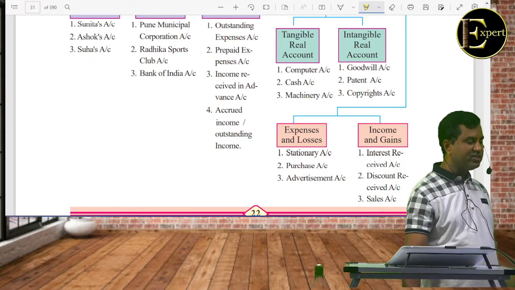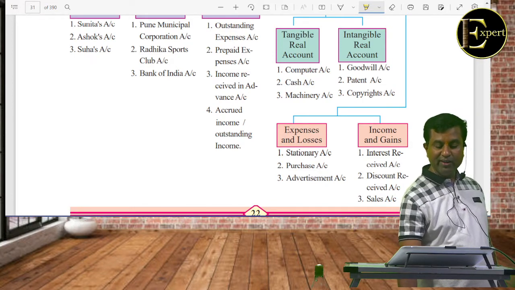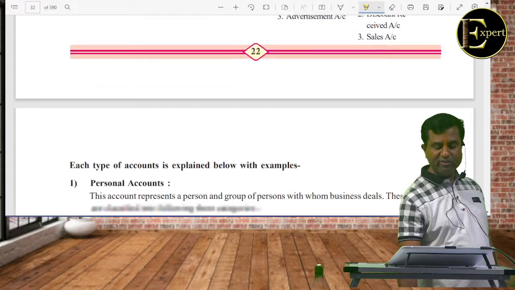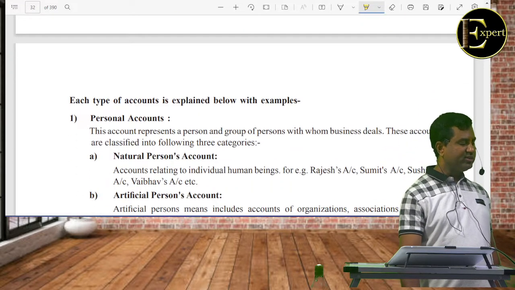And personal accounts, when we talk about them, you can simply say that personal accounts are usually liabilities of the business. So that is the best bifurcation one can do. यहाँ पे पूरा explanation दिया है. Just you can go through this.